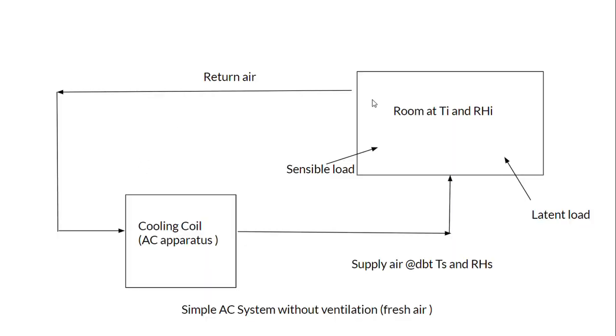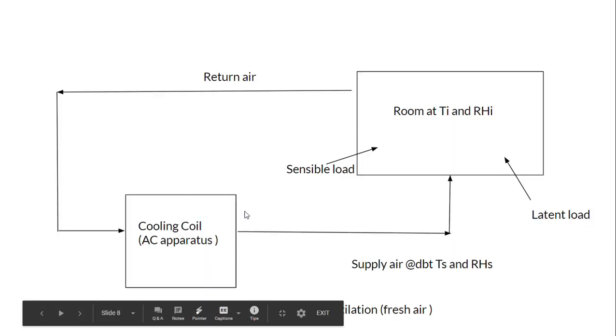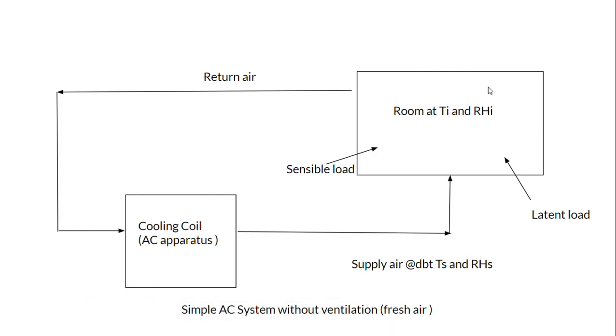So we are talking about designing this cooling coil, or rather selecting this cooling coil. So this is the load, that is the room which is to be conditioned. Ti and Rhi is the inside temperature and inside humidity one has to maintain. This room would experience an increase in the temperature in summer if there is no air conditioning.